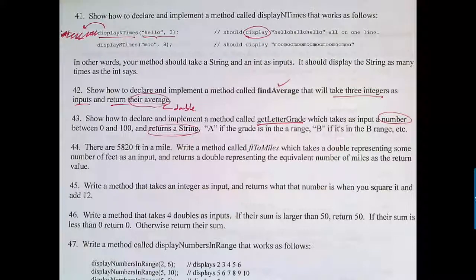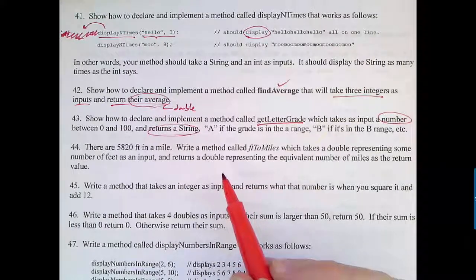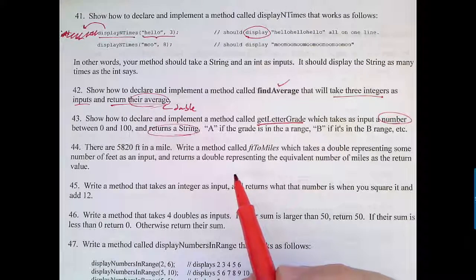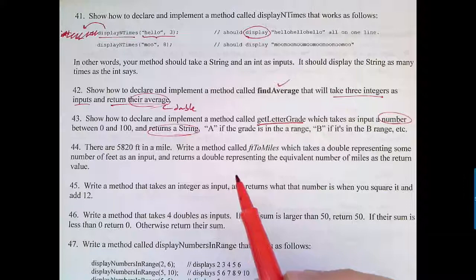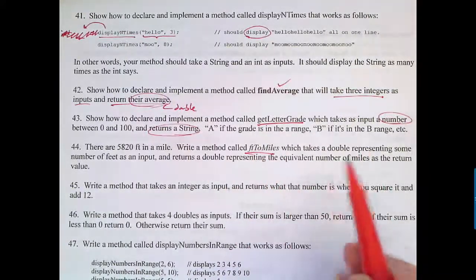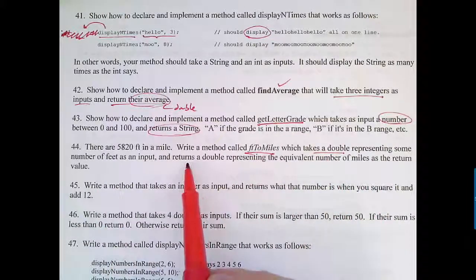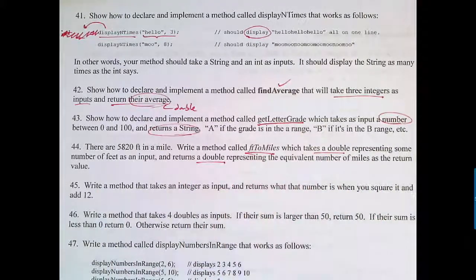Let's look at this one. What I want you to get into the habit of doing is really have in your mind the template that you're trying to make this into. So all the time think, what's the method name, what inputs, what's the output. So here, write a method called feet to miles. That's the name. Takes a double as an input, and it returns a double as an output. So let's just write the declaration.